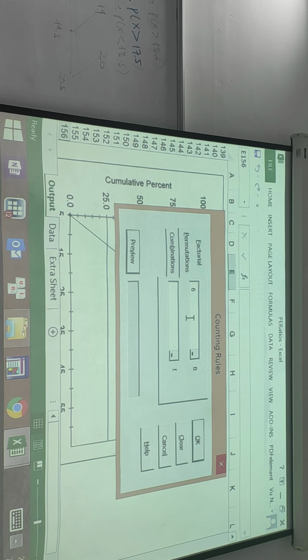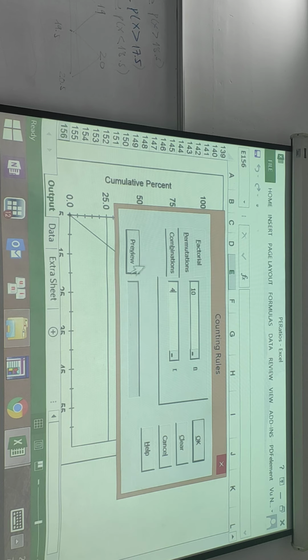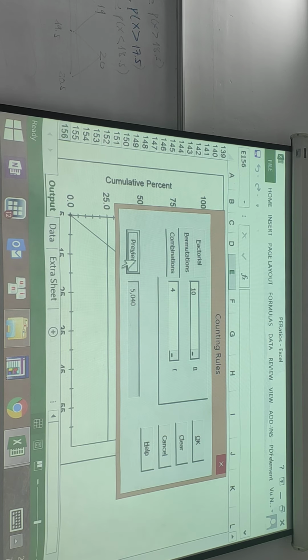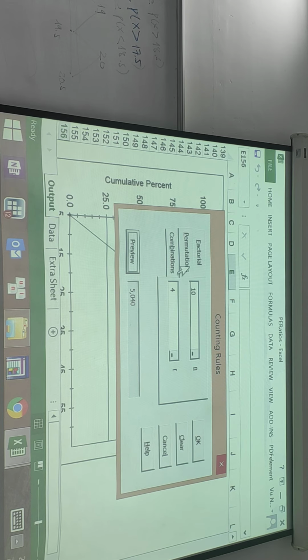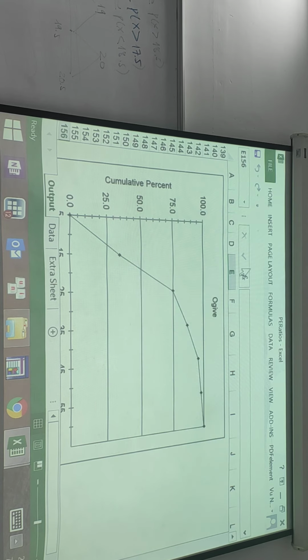Now, permutation. If we have a total of 10 students, how many ways can we select 4 students and arrange the 4 students in a certain order? So we have 5,040 different ways, right? So we have a permutation. If we do not concern about the order, we just select how many ways we select 4 students from 10, then we have 210. So this is the way for us to compute factorial, permutation, and combination.